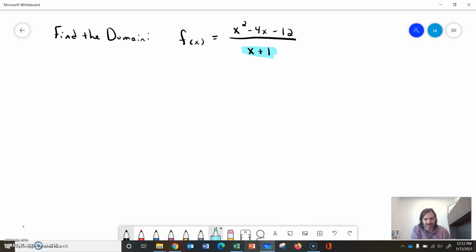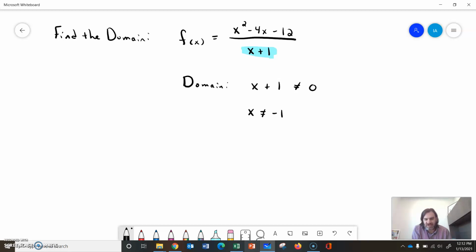With it being a fraction, we just want to make sure that the denominator does not become 0, because we can't divide by 0. So for the domain, in this case, we set up to say the denominator, which is x plus 1, cannot be 0. We solve that just like an equation, and we get x cannot be negative 1.